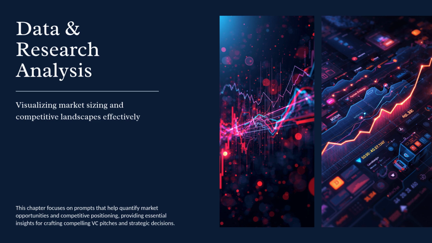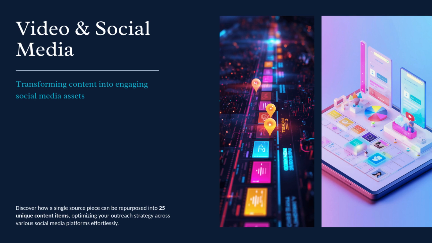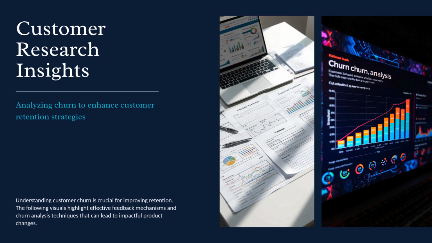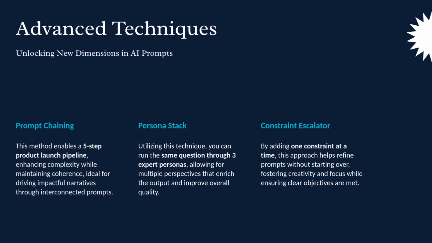Chapter 7. Design and UI UX. Onboarding flows, microcopy, design systems, landing page structures, accessibility audits. The prompt that turns a blank design file into a complete brief. What most people type: design an onboarding flow for my SaaS app. The AI gives 5 generic steps that describe every SaaS ever built.